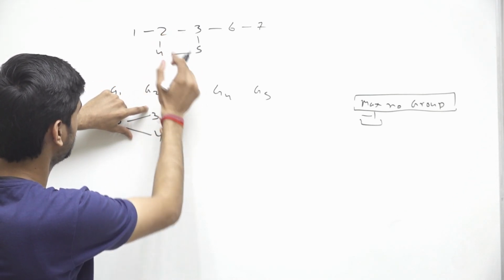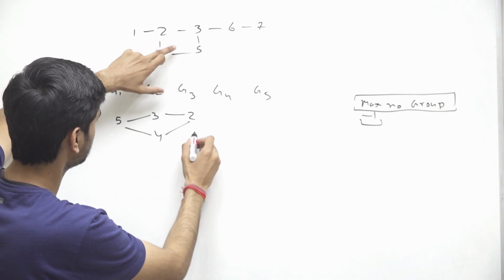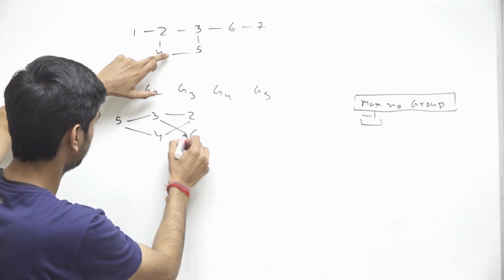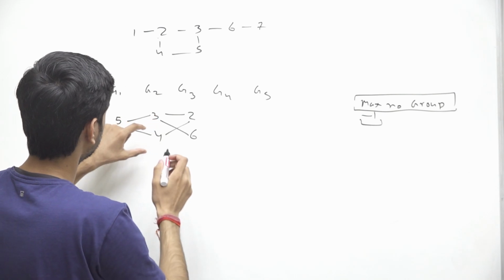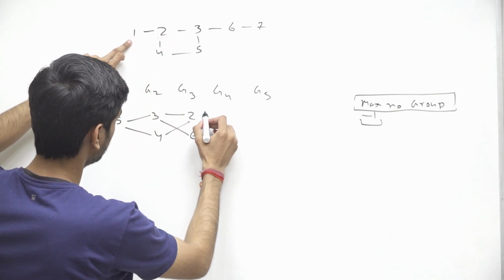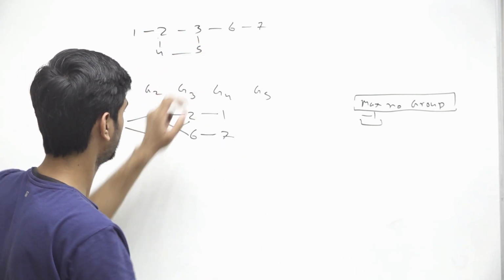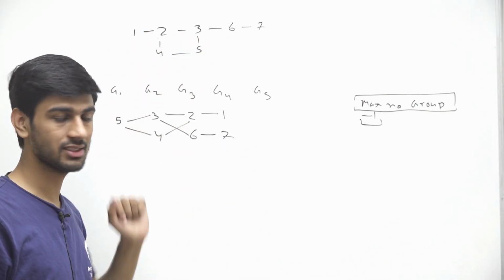The adjacent of 3 is 2, and of 4 is also 2. And for 3 we have 6 also, which is our adjacent, so we can have 6 here also. Now for 2 and 6: for 2, 3 is already there, 4 is already there, so 1 should be placed here. For 6, 3 is already here, so 7 should be placed here. So this is one way in which we can divide this graph.